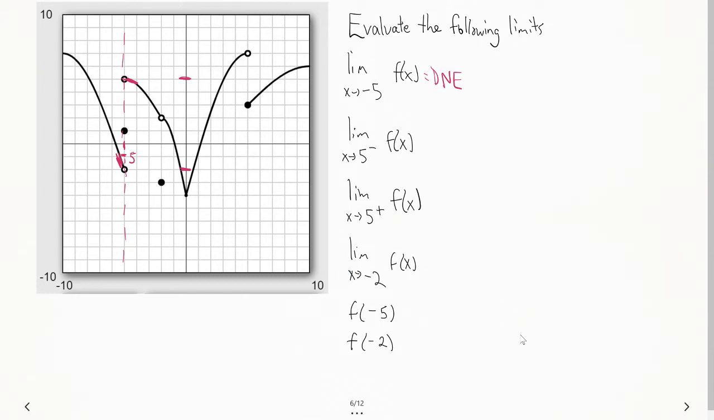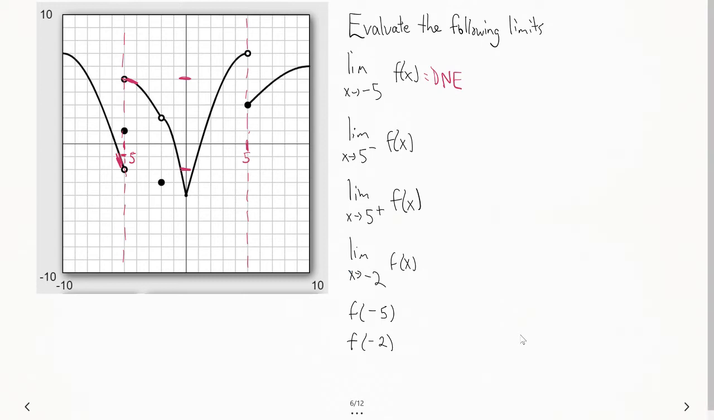Okay, for our next one, we want to do 5 from the left and right. So what we'll do, we'll go and mark it. 1, 2, 3, 4, 5. And now I'll draw a vertical line, just so we know which side of this vertical line we're going to be on the graph. Oh, and by the way, you don't see it written right here, but this graph is f of x, obviously. That's what we're working with here.